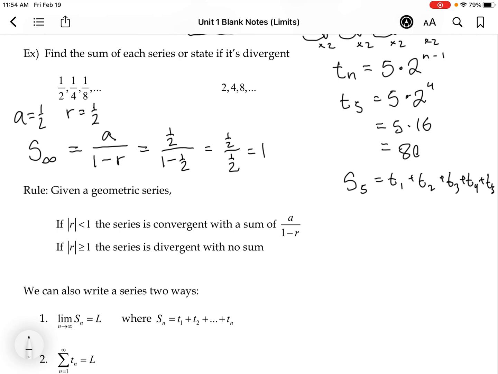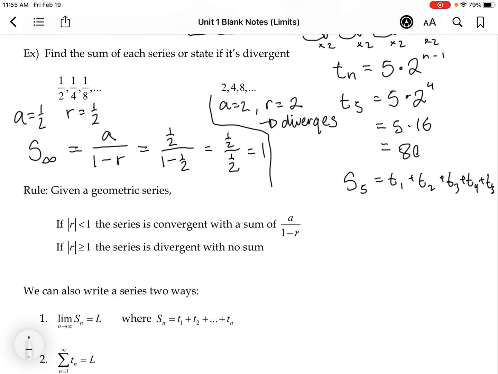In this example, A is 2, and R is, I keep multiplying by 2, so this is also 2. So this one diverges. You could say that the sum of the series is infinity if you want, but this diverges. This is all sort of a review of stuff from Math 20-1.